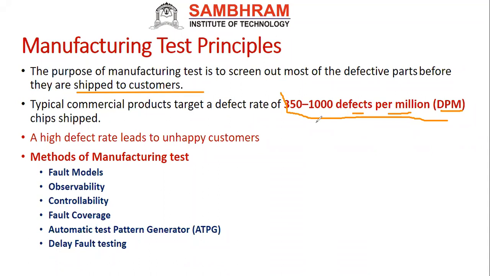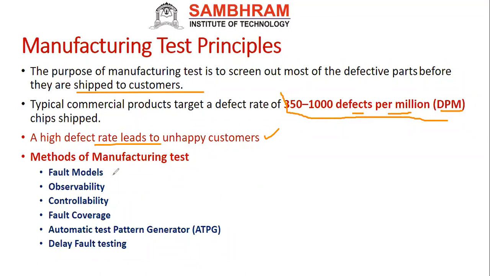Almost 99.5%, or we can say more than 99%, will be good product only. So that is why the high defect rate leads to unhappy customers. So now, what are the different methods to perform manufacturing testing?